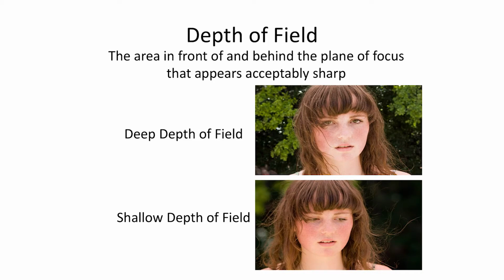Depth of field is a very interesting concept in that it is what is in focus in your shot. Your depth of field is the area in front and behind the plane of focus that appears exceptionally sharp. Deep depth of field in this one, you can see the leaves behind the young lady are in focus and her face is in focus. And then shallow depth of field, you can see her face is in focus, but the leaves and things behind her are out of focus. So we've made a shallow depth of field where she stands out much more in the bottom image.